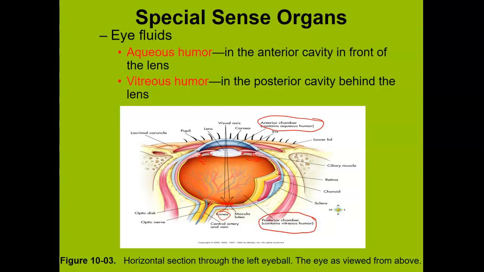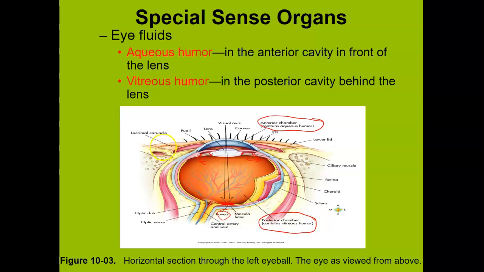The vitreous humor and the aqueous humor are produced by cells in the eye, and it helps maintain pressure in the eye. If pressure goes too high in the eye, then you can end up with a disease called glaucoma, and basically it damages photoreceptors and sensory structures in the eye. It can damage the lens, it can damage the retina itself. The vasculature can become damaged. It can be a mess.